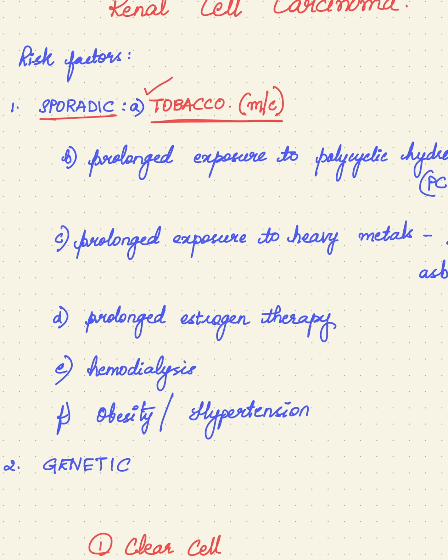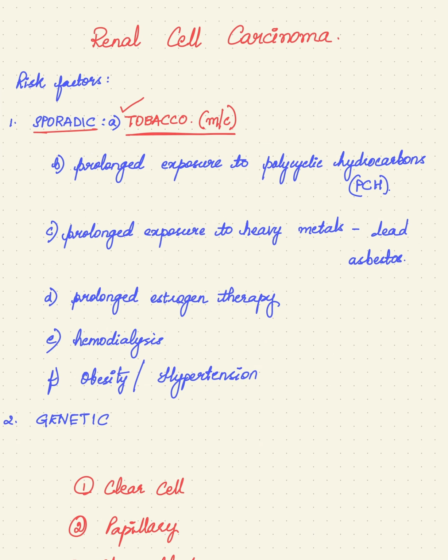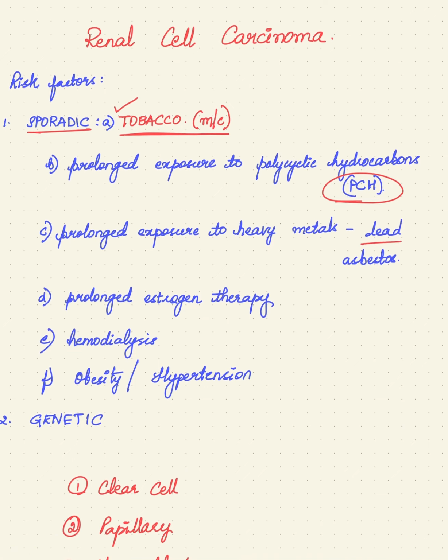Tobacco smoke is the most common cause, along with prolonged exposure to polycyclic hydrocarbons found in tobacco smoke, coal tar, etc., and prolonged exposure to heavy metals like lead and asbestos, contributing to occupational hazards. Prolonged estrogen therapy given in postmenopausal women, and hemodialysis. Hemodialysis poses a risk for development of acquired cystic renal disease, which becomes a precursor for RCC, and also lifestyle factors like obesity and hypertension. They also contribute to the risk of acquiring RCC.